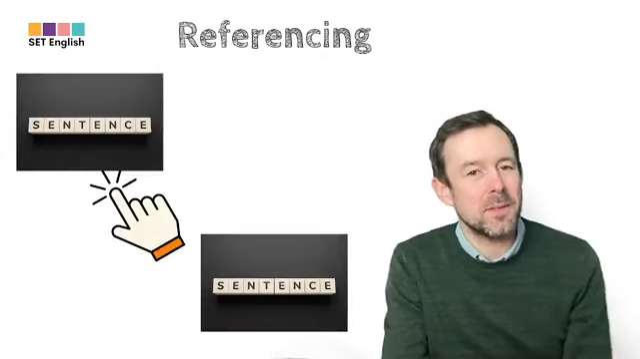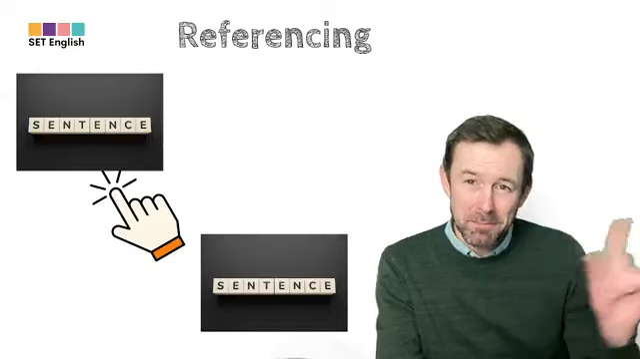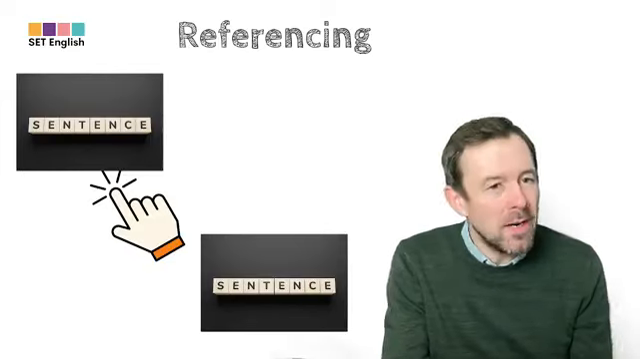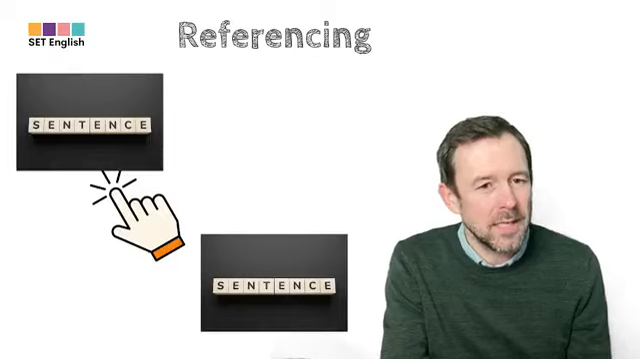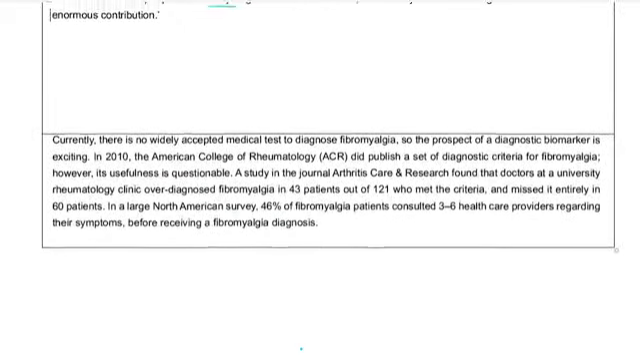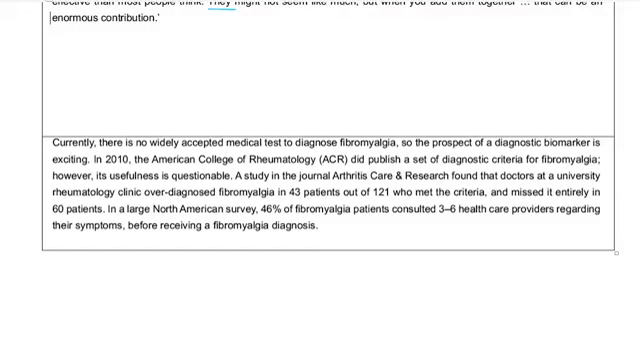There's a sentence, and then it's pointing back at something that's in a previous sentence. That's what referencing is. Okay, let's go and look at another example. Let's scroll down and we'll see this one. Okay, so what can we see? We can see it there. Okay, so let's have a look at this one.